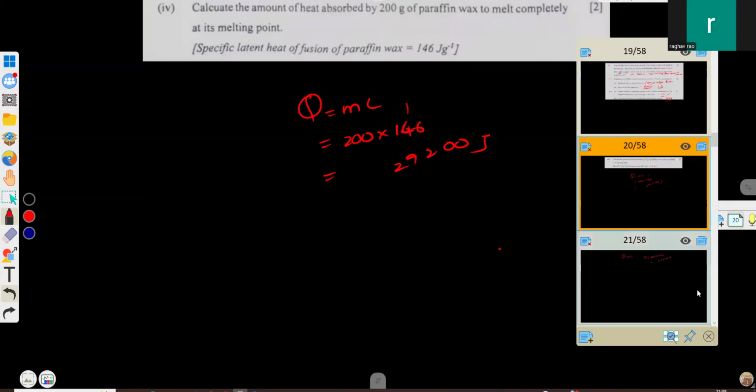Next, calculate the heat absorbed by 200 grams of paraffin wax. Q is equal to M into L. 200 into latent heat 146, which is 146 into 2, 6 to 12, 4 to 8, 9, 2, 29200 joules. This much amount of heat is required.